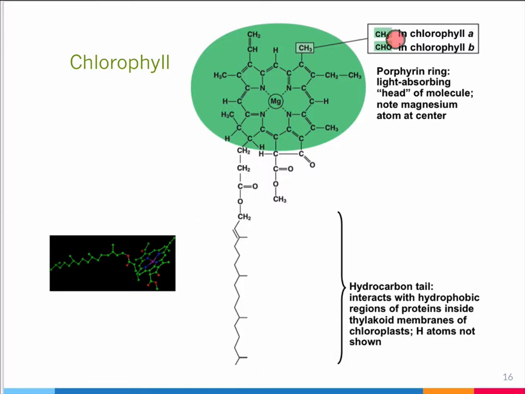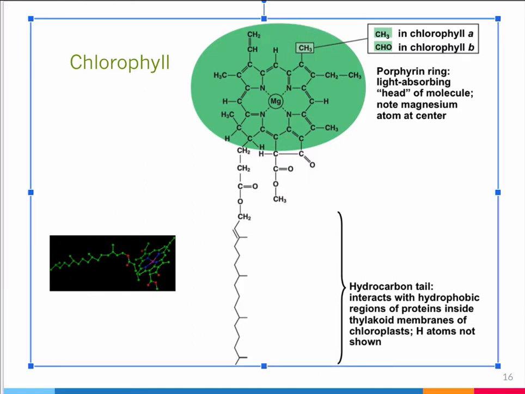And the difference between chlorophyll A and chlorophyll B is really just a very small one. In chlorophyll A, you have a methyl group, and in chlorophyll B, you have a CHO group. Very small functional group difference between chlorophyll A and chlorophyll B, but the consequence of that is that they absorb slightly different shades of green.